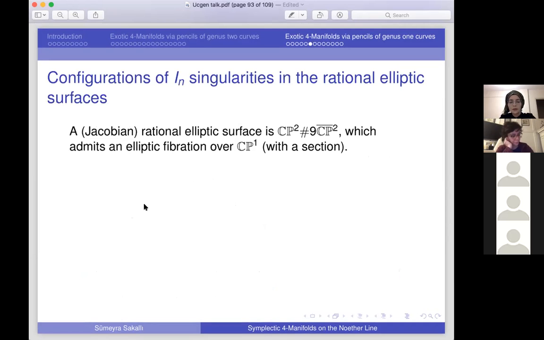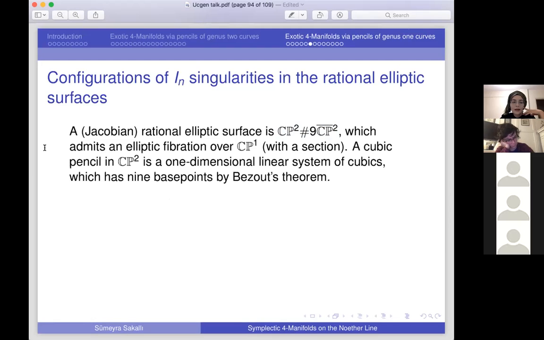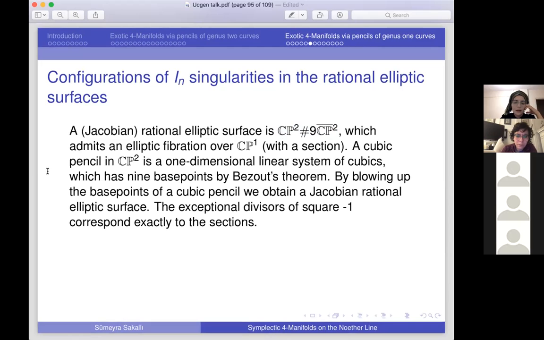So if you have a Jacobian rational elliptic surface, it is this 4-manifold, and it admits an elliptic fibration over CP1. And if it admits a section, then we call it Jacobian. And we have a cubic pencil. It is a one-dimensional linear system of cubics, and it should have 9 base points by Bezout. And when you start with a cubic, and when you blow up the base points of your pencil, it gives you a Jacobian rational elliptic surface.